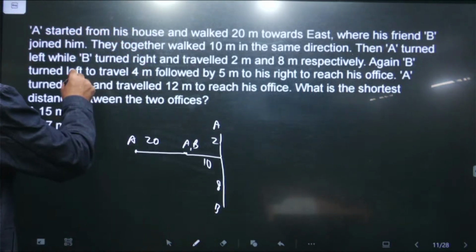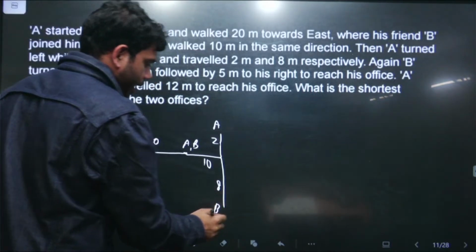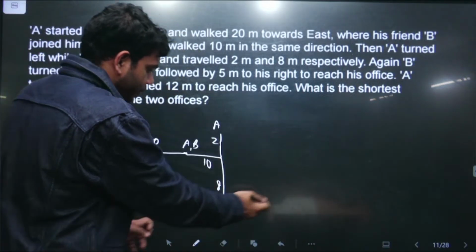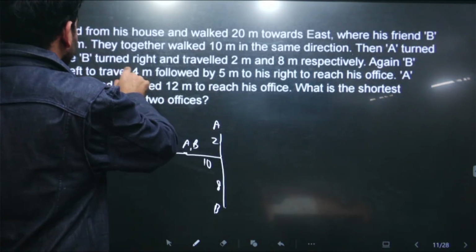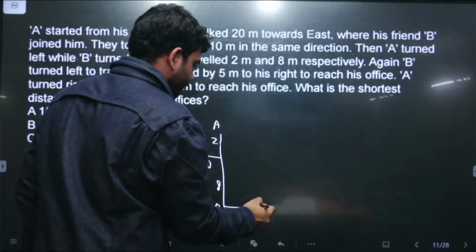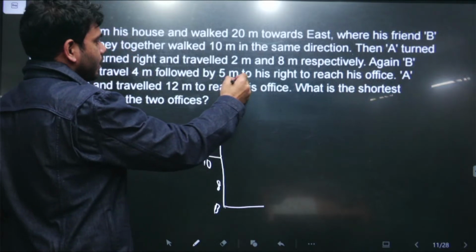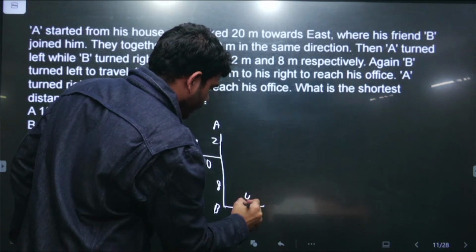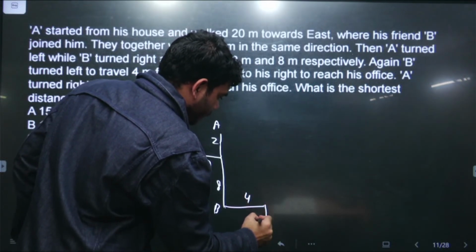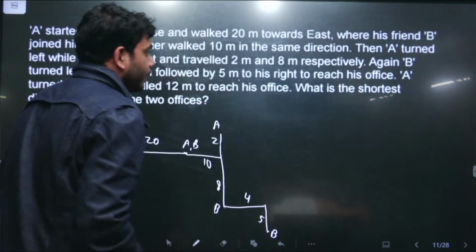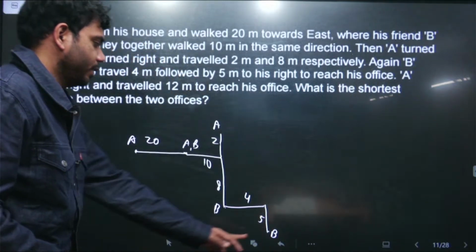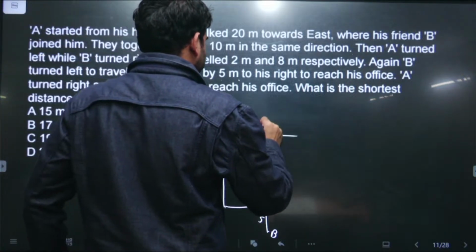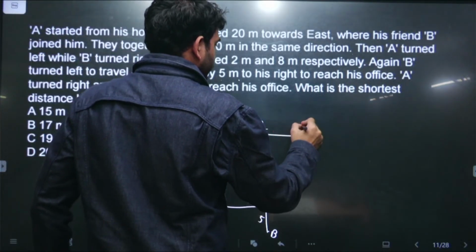Then B turned left, यहाँ पे B खड़ा है, and then left will be in this direction, मतलब B will be facing in the downward direction and the left of the B will be in the east direction. He turned left and traveled 4 kilometers, and then 5 kilometers to his right. अब इसके बाद दोबारा ये this is 4, and then उसके बाद again 5 kilometers, and here the final position of B is to reach his office. This is the office of B. And then A turned right and traveled 12 kilometers इस direction में to reach his office. This is the final position of it.